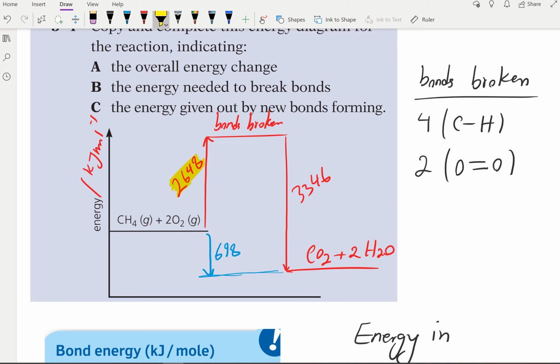If we don't have enough energy for breaking the bonds, the reaction cannot happen. This amount of energy which we need to trigger the reaction is called activation energy. So this is activation energy. If the activation energy is provided, then the reaction can happen. Otherwise, the reaction cannot happen.